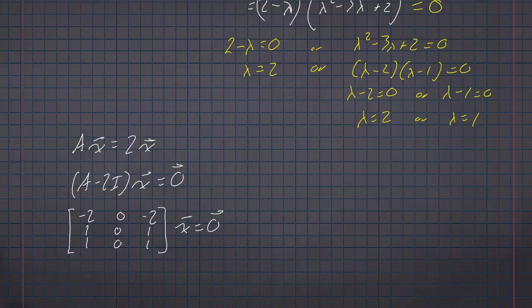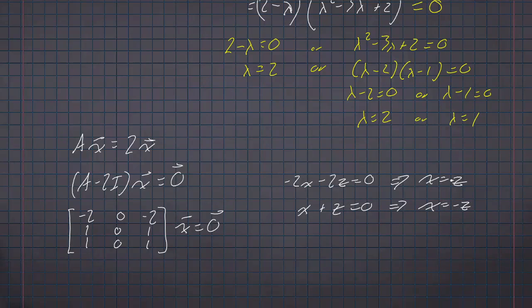Taking the components of eigenvector x to be scalar x, scalar y, and scalar z, you get negative 2x minus 2z equals 0, which has solution x equals z, I'm sorry, x equals minus z. I wrote that and I didn't say it right. Then you have x plus z equals 0, which also has solution x equals minus z. And the third row also gives you x plus z equals 0, same solution.